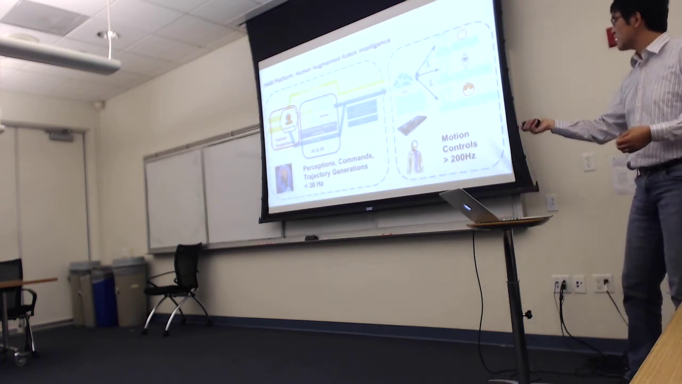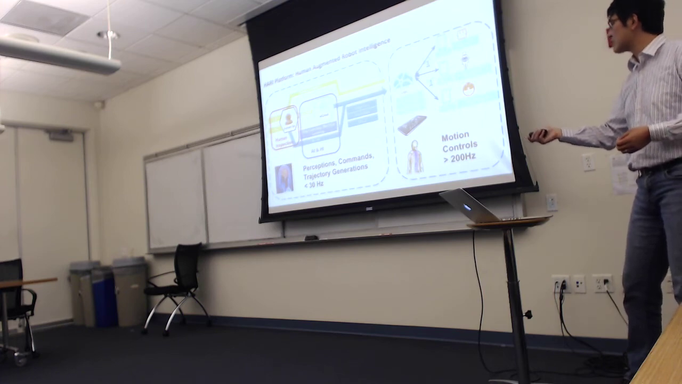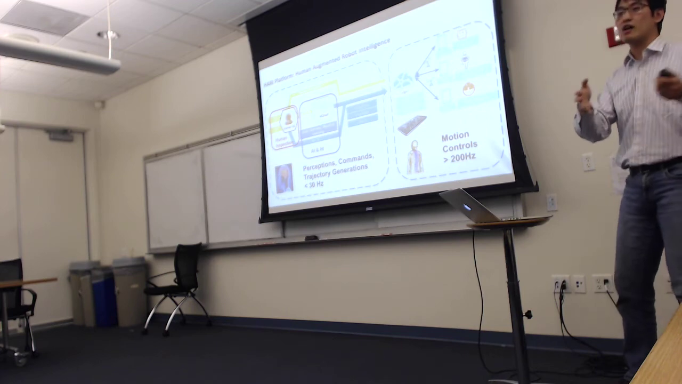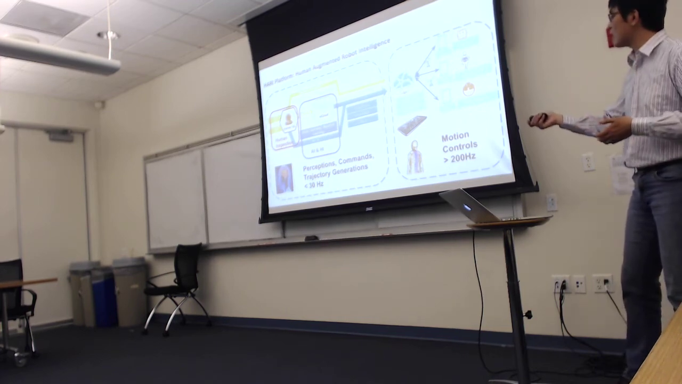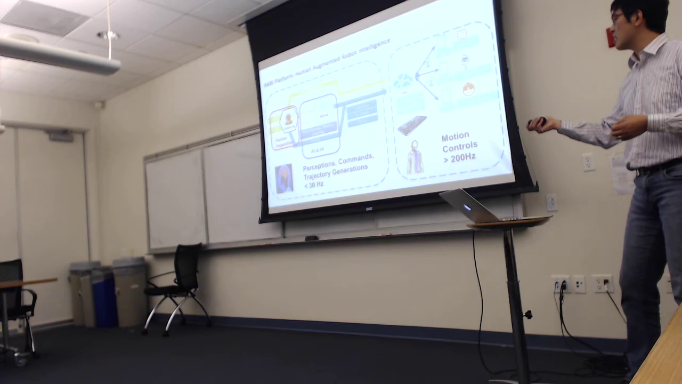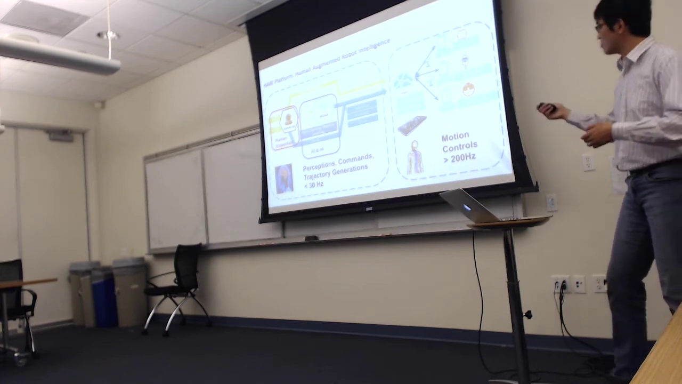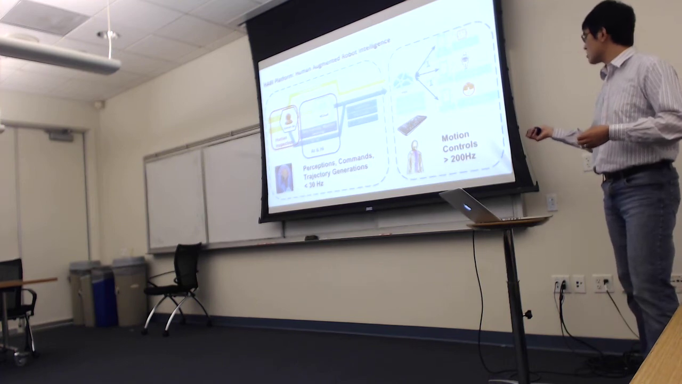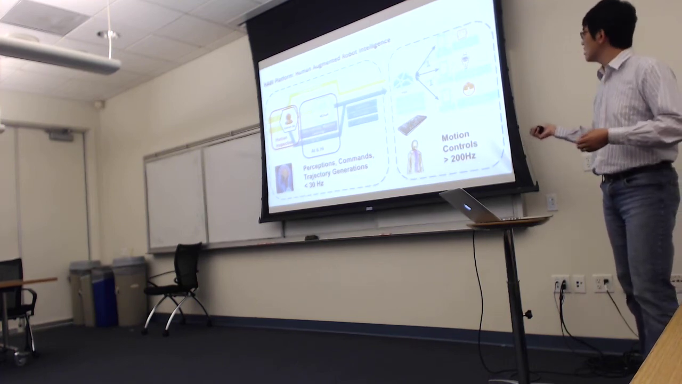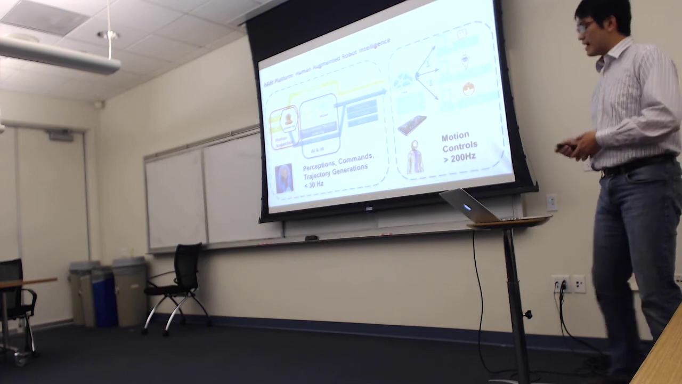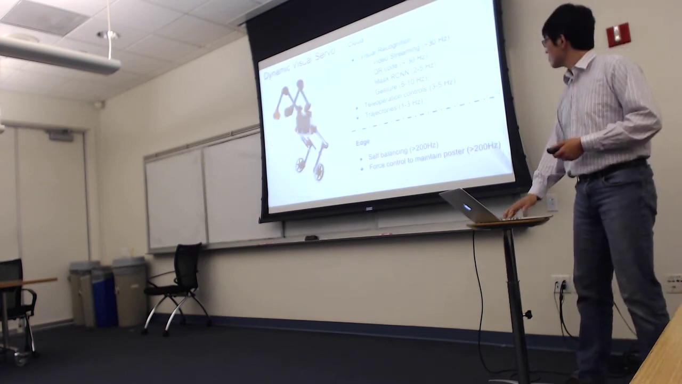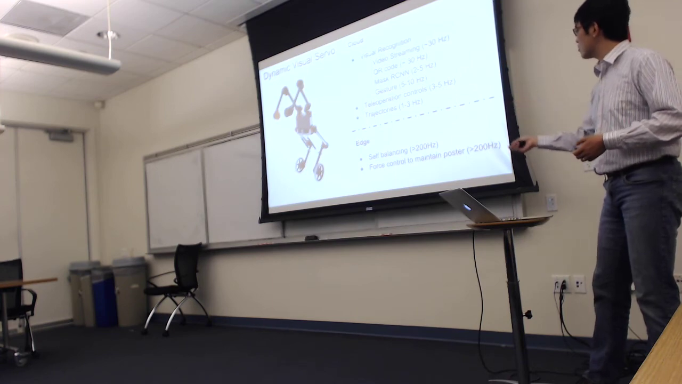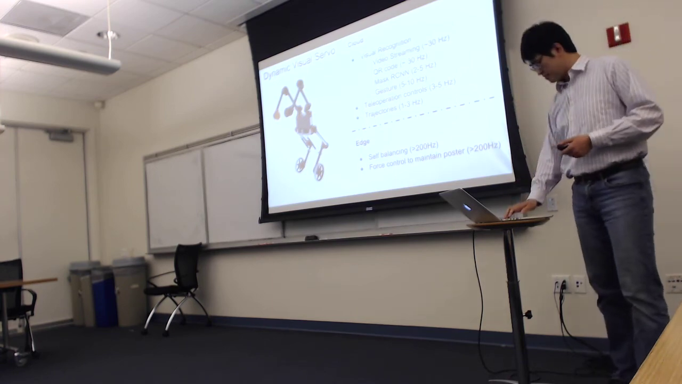Perceptions, commands, maybe trajectory generations, which are all less than 30 hertz, can probably be put onto the cloud, because you need more sophisticated object recognition and trajectory generation to perform high-level intelligence. But the motion control that is greater than 200 hertz needs to stay at the edge device. And this is the breakdown of what we want to put in the cloud and what we want to put in the edge.